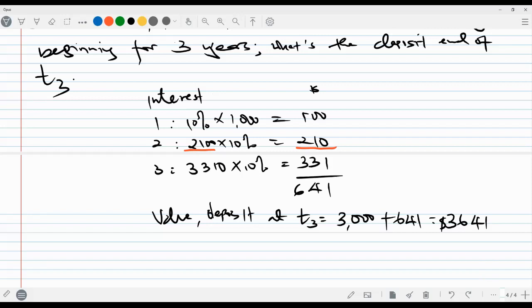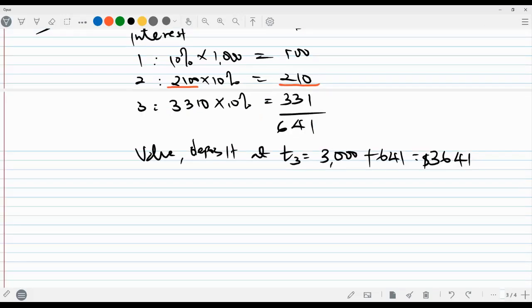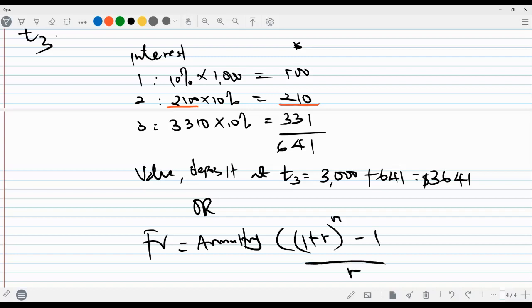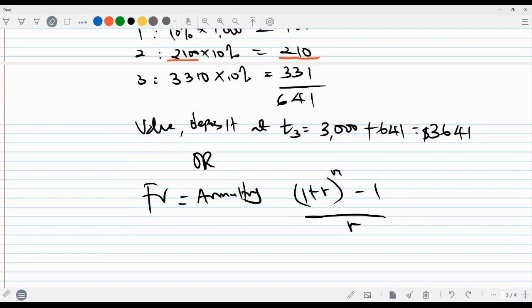What if you have 20 years? You can't do all this process, it's a lot of work. Therefore, what do you do? Use the future value formula. Don't forget, this 1,000 is an equal amount that the company is investing every year. Therefore, this 1,000 is what we define as an annuity. So the future value is equal to the annuity times (1 plus r) to the power of n, minus 1, divided by r. That is the formula for compounding an annuity.